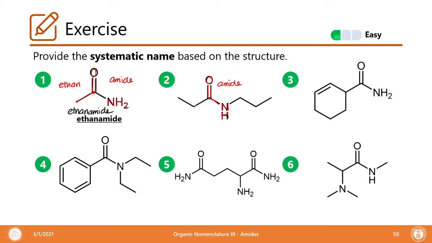And then we have 1, 2, and 3 carbons, so we have propanamide. Okay, and here we have 1, 2, and 3 carbons as our substituent, and so we have a propyl group. Propyl, and that's at the end position of our amide. This is the 1, 2, and 3 position.